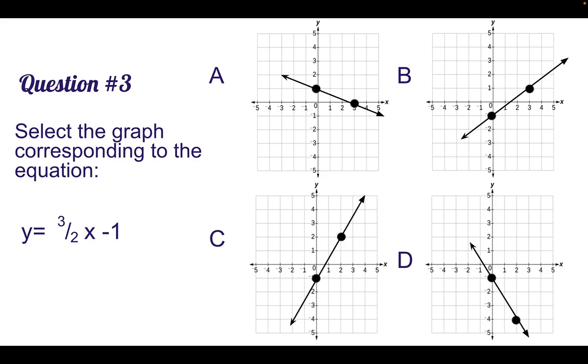Question number 3. Select the graph corresponding to the equation. Y equals 3 over 2x minus 1. If you answered C, you are correct. Let's take a look. The b value is negative 1, which means we want to have a y-intercept down at negative 1, which would be right here. Now, our slope is 3 over 2, which means our rise is 3 and our run is 2. So from our y-intercept, we rise 3, 1, 2, 3, and we run 2, 1, 2.